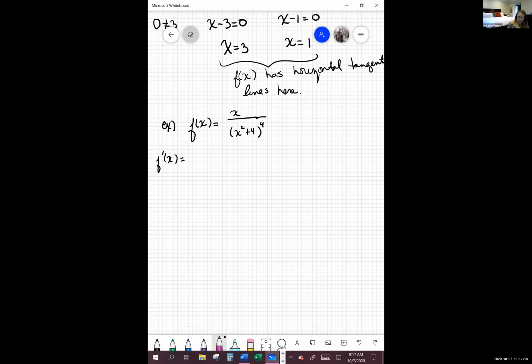So quotient rule: derivative of the top, so d dx of x, all times the bottom, x squared plus 4 raised to the 4th, minus the top, which is x, times the derivative of the bottom, so d dx of x squared plus 4 all raised to the 4th, divided by x squared plus 4 to the 4th, but this is all squared. I'm sorry, not all raised to the 4th power, it's all squared.